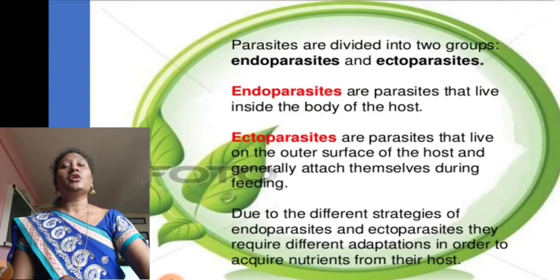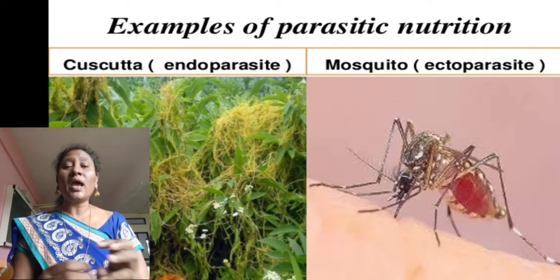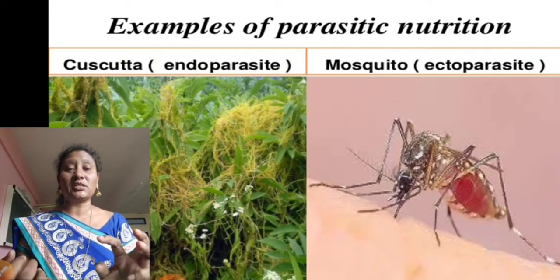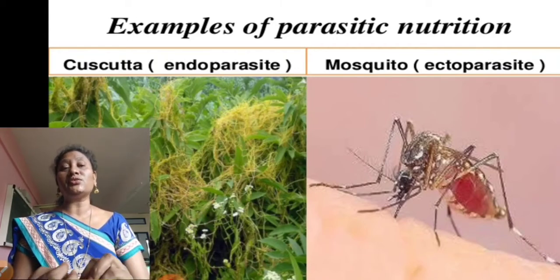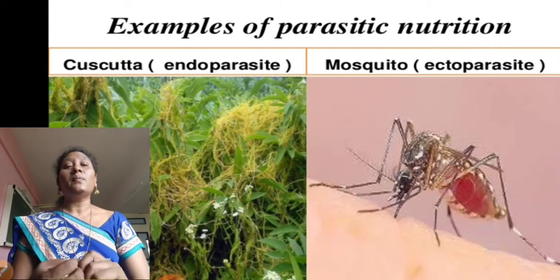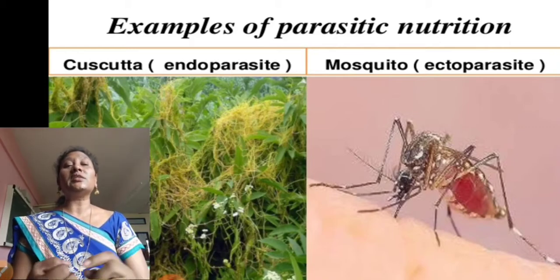from their host. So they have their own habituations, adaptations, for how to take the food. Based on their habituations, they take up the food from the host. The parasite takes the food from the host. You can see examples of parasitic nutrition.